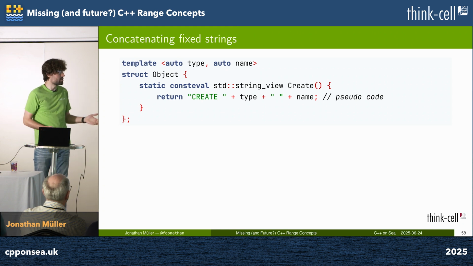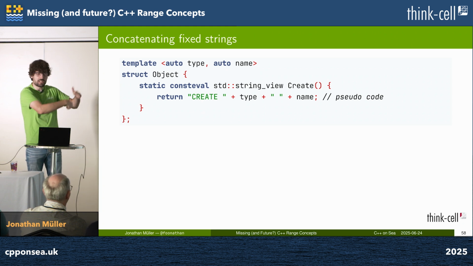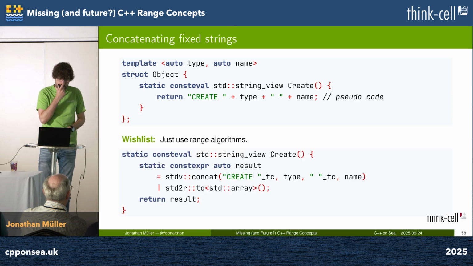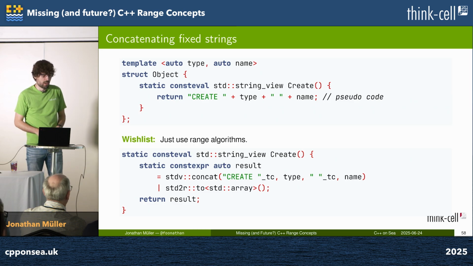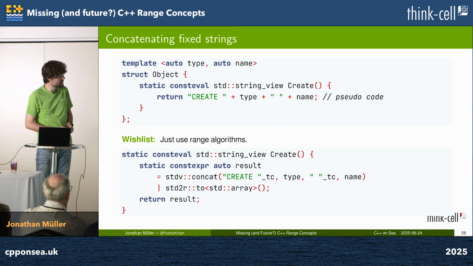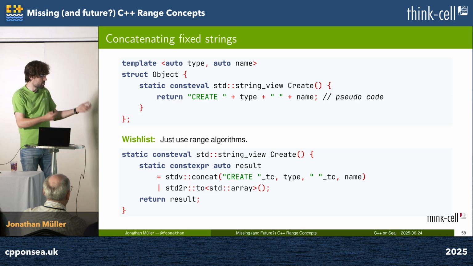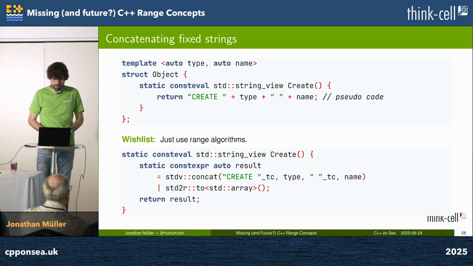Unfortunately, this doesn't compile, right? You can't just add string literals and have a compile time string. What we really want to do is use the regular range algorithms, because this is what we're used to, this is the code we write. So what we want to do is something like, okay, we concat the TC string literals, convert that into a std array, and return the result.